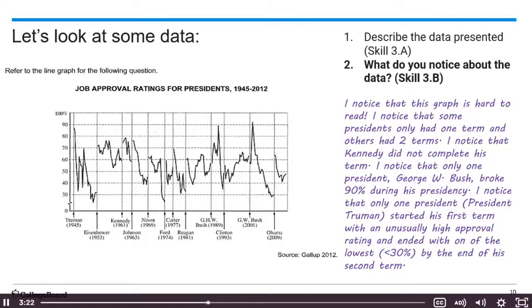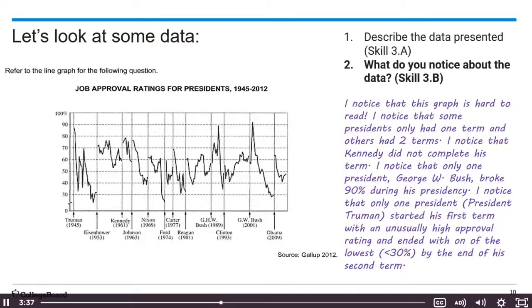I noticed that only 1 president, President Truman, started his first term with an unusually high approval rating and then ended on around 30% in his second term with one of the lowest there. So those are just things that I am noticing.